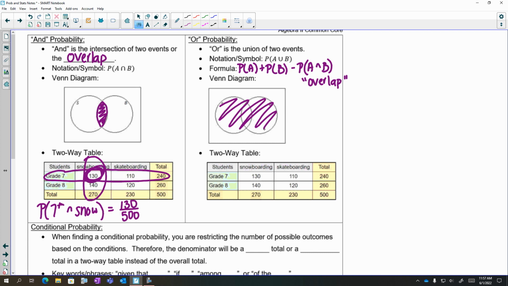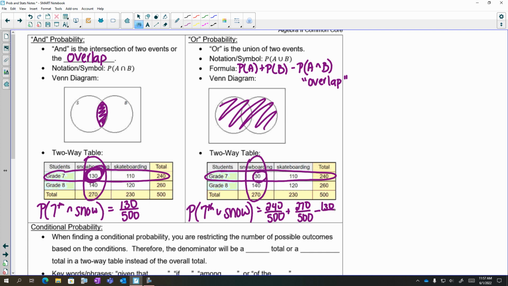Two-way table example. If I do the same thing, but this time I want 7th grade or snowboarding, 7th grade, I have 240 out of 500. Snowboarding, I have 270 out of 500. And my overlap is getting subtracted, 130 out of 500, which gives me 380. Notice how for this, all of my denominators are the same.